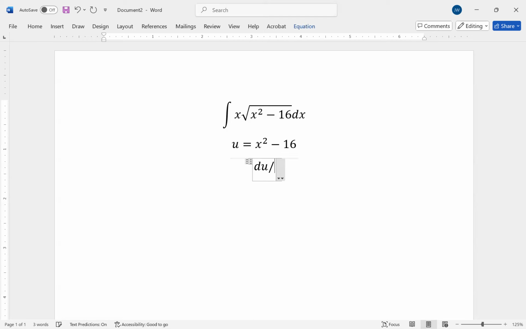So the derivative with respect to x is once again equal to just 2x. And once again, I'll say du is equal to 2x dx, and then I'll divide both sides by 2. So I'm going to say 1/2 du is equal to x times dx.